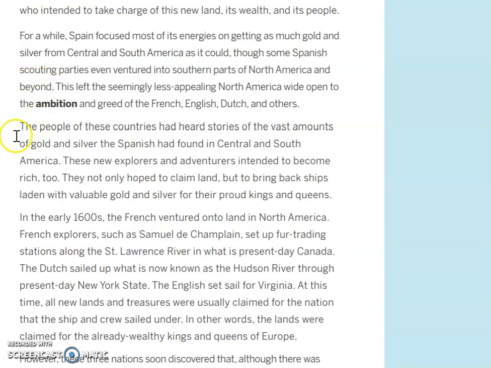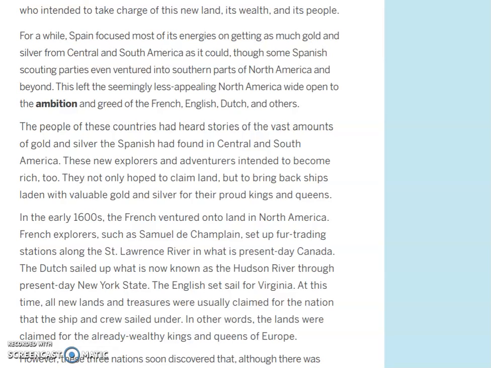The people of these countries had heard stories of the vast amounts of gold and silver the Spanish had found in Central and South America. These new explorers and adventurers intended to become rich too. They not only hoped to claim land, but to bring back ships laden with valuable gold and silver for their proud kings and queens. In the early 1600s, the French ventured into land in North America.